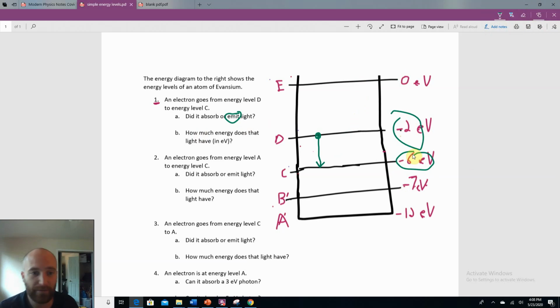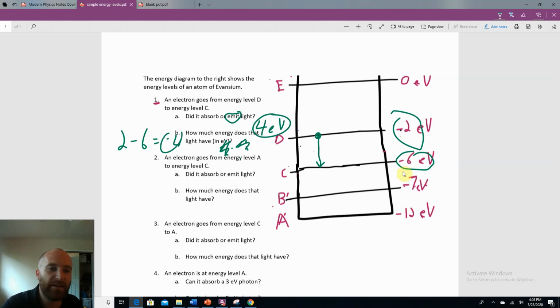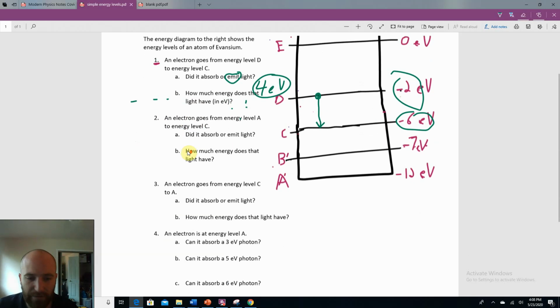All right, -2 to -6. How could we figure that out? Well, we could just subtract, right? 2 minus 6, and you get -4. So basically that emitted light had an energy of 4. And that's it. The negative here that we got indicates whether it was emitted or absorbed, but we already know that since it went down in energy, it released light. Based on that, just pause the video and try the rest of these. Again, these are not in your notes, so just look at this screenshot and give these a try.